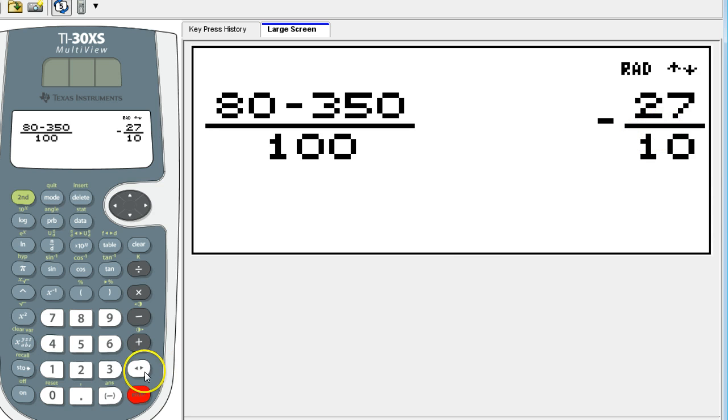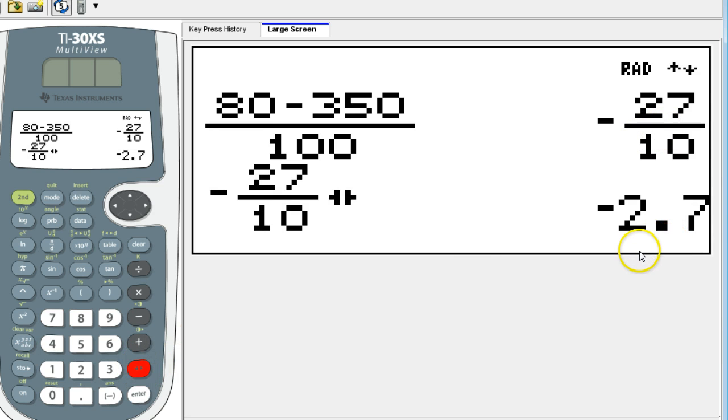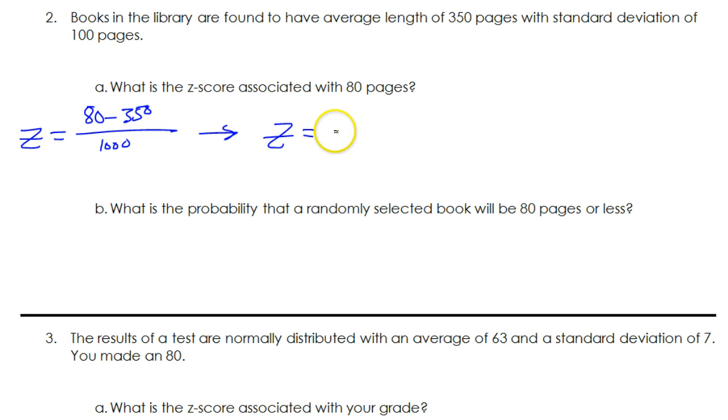Which of course is negative 2.7. So that is the z-score. That means that an 80-page book is almost 3 standard deviations below the mean. That's really low. So what is the probability that a randomly selected book will be 80 pages or less?